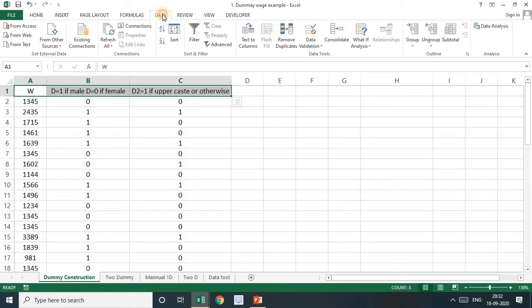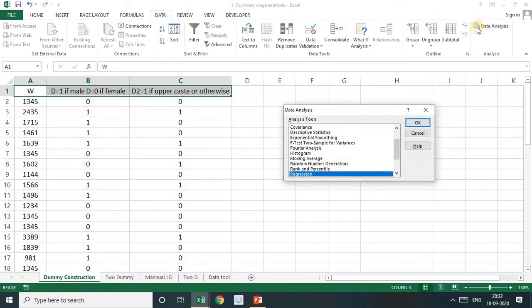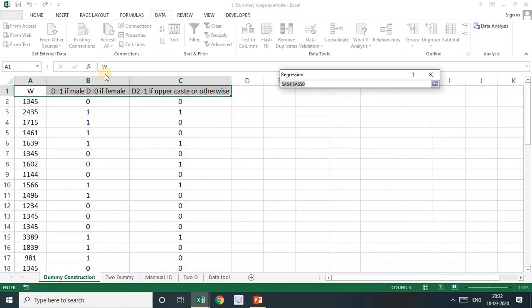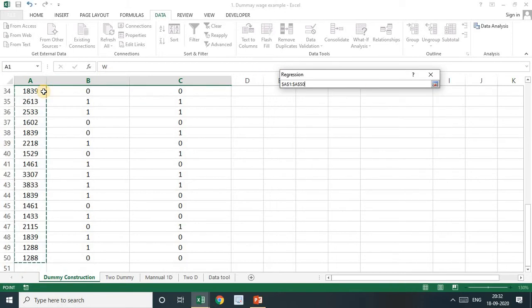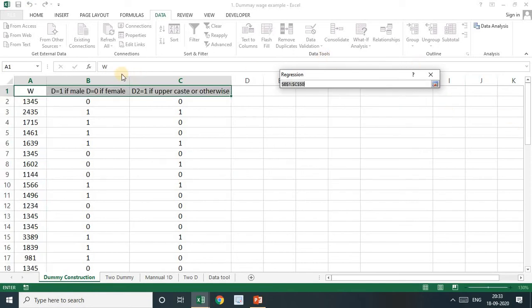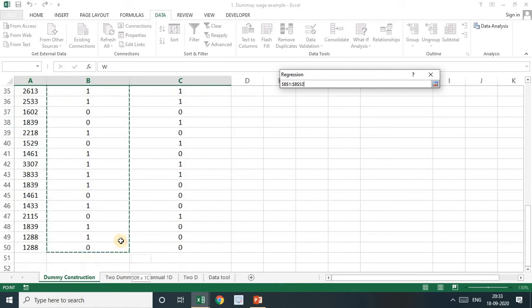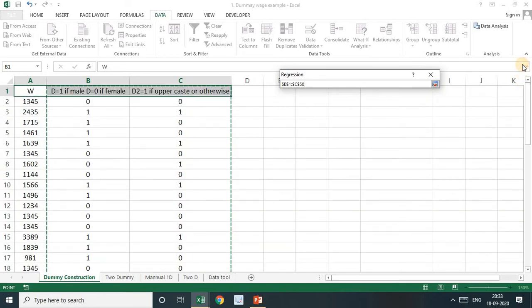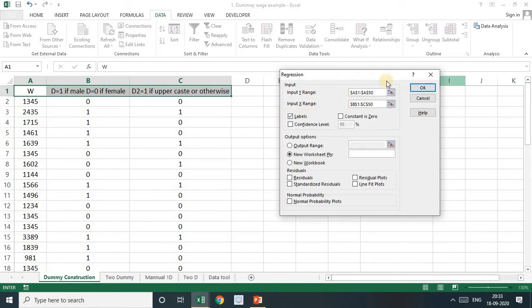I'm just going to the data analysis tool pack, then regression. My y range is w. Last time we selected only this one column, but now I am selecting both these two columns. Let me put the labels, okay, then let me click OK.